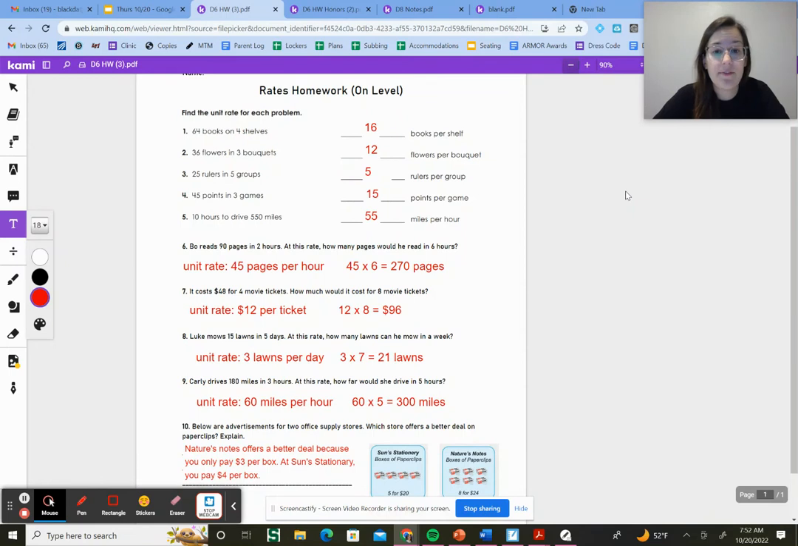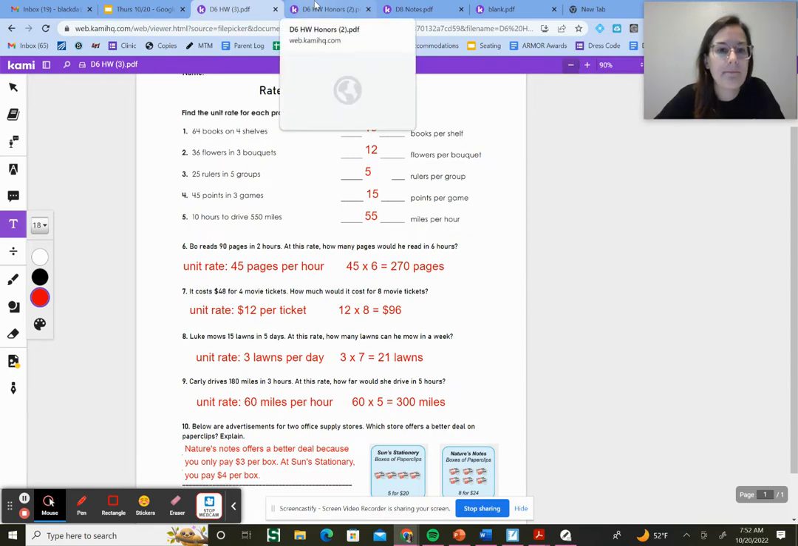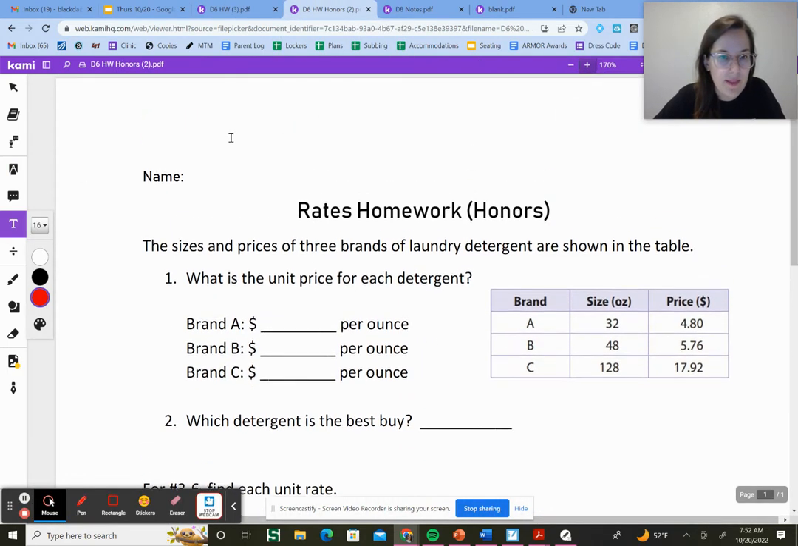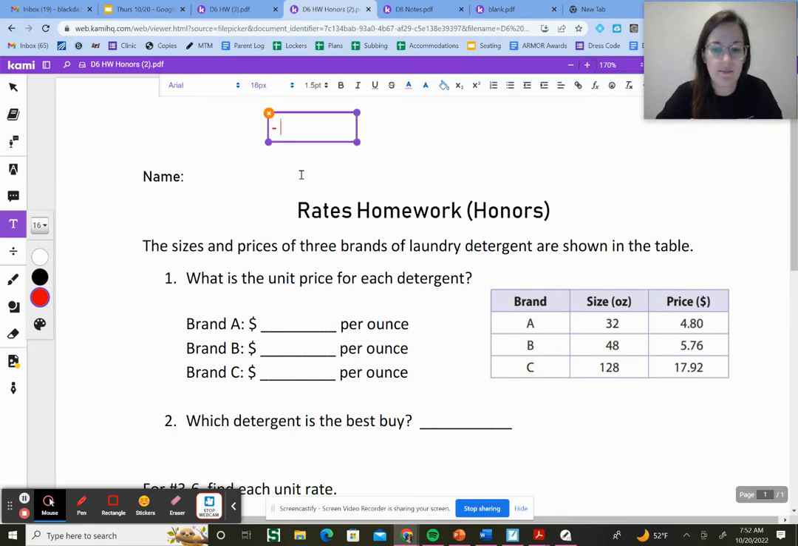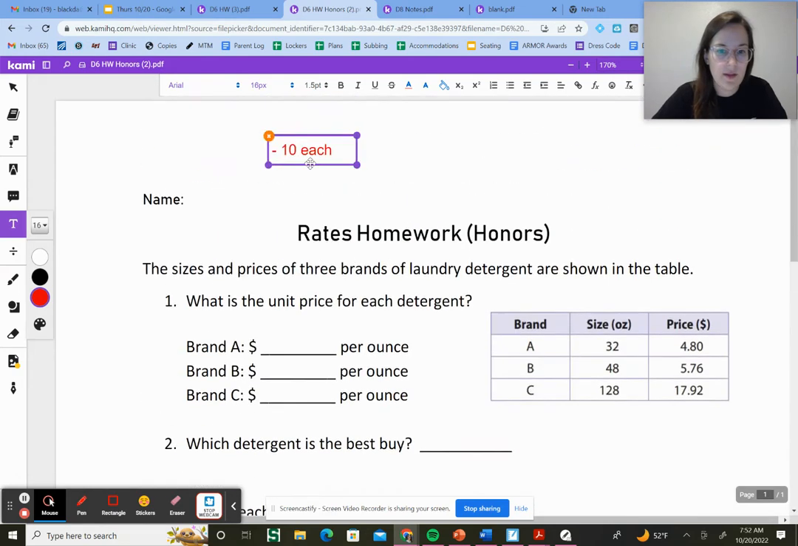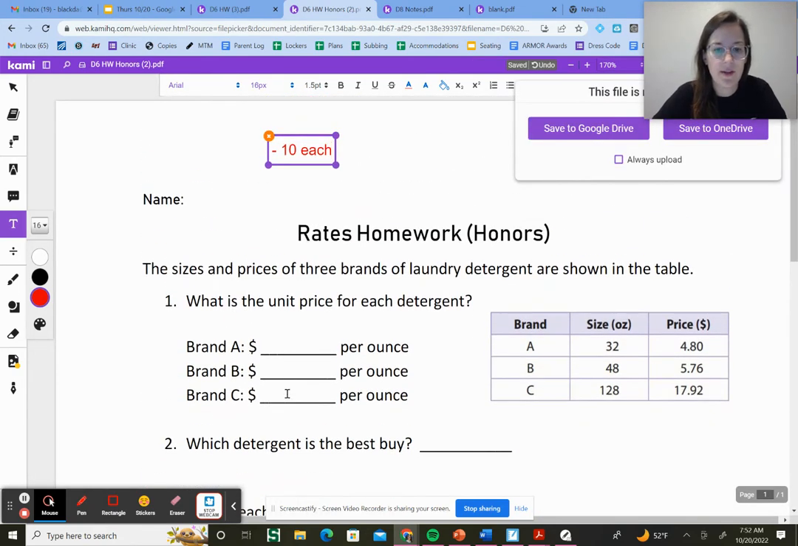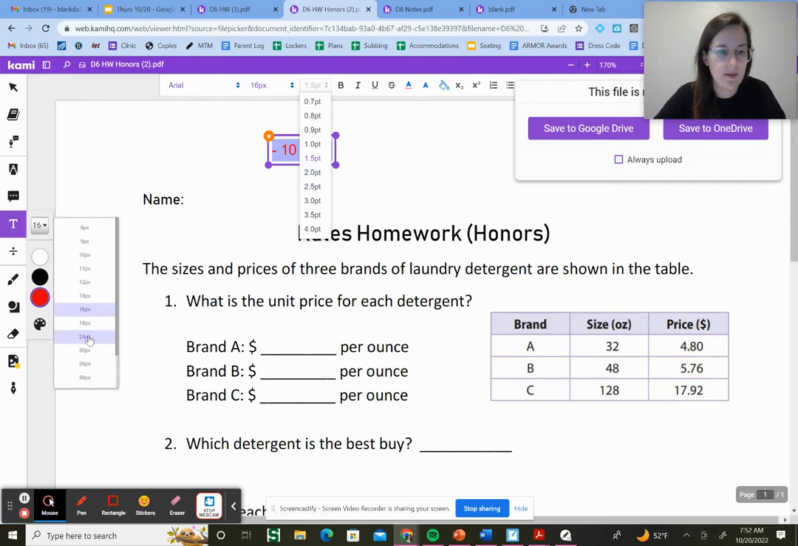And then you guys fast forward till I'm done with the honors homework, and then we will do a warm-up. All right, honors people. Let's do minus 10 points each. There's 8 questions, so each of these will be minus 10. So pretty much every answer that you give is minus 10. Let me make this a little bit bigger.